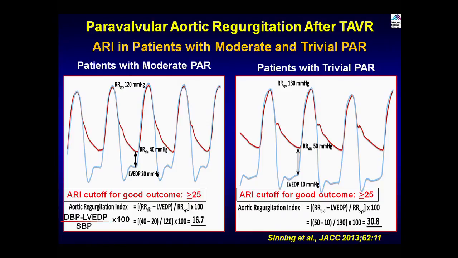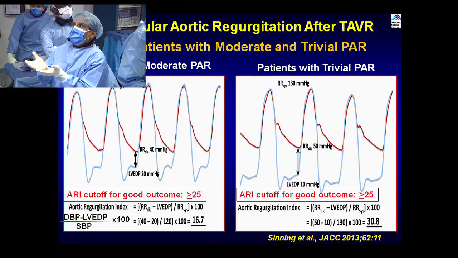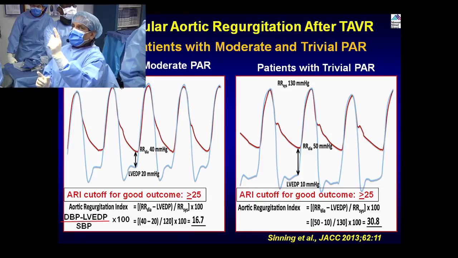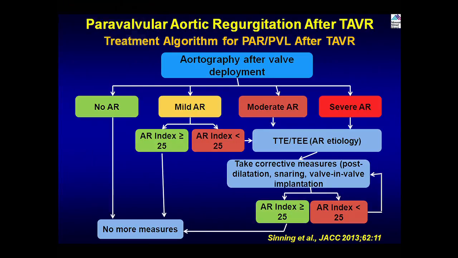So many times we go through, it basically means that you may have a lower diastolic pressure many times after the valve, but if it's causing an increase in your EDP, that's a bad thing. So those cases, next, and they have the whole nice algorithm for what you do with these cases. Mild, of course, you leave it. Once you get to the moderate and more, where AR index is less than 25, then you get the help of the angiogram as well as echo, and then really based on the etiology, you take the corrective measure: post dilatation, snaring, or valve in valve.